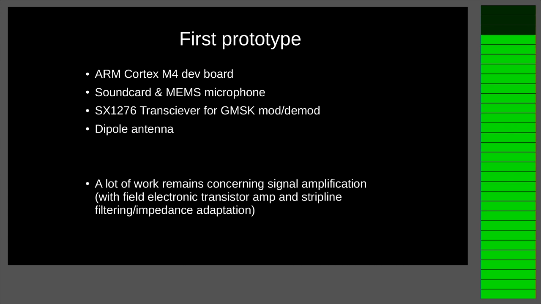This functional prototype is using prototype STM cards that are themselves using ARM Cortex M4, a sound card and a digital microphone. We use a transceiver for the GMSK modulation and demodulation. For our tests, we have made dipole antennas that look like this. So far, it works without amplification and with a power of 200 milliwatts. In town, the prototypes have a range of 800 meters, and a lot of work remains, specifically concerning signal amplification, not to go into details.